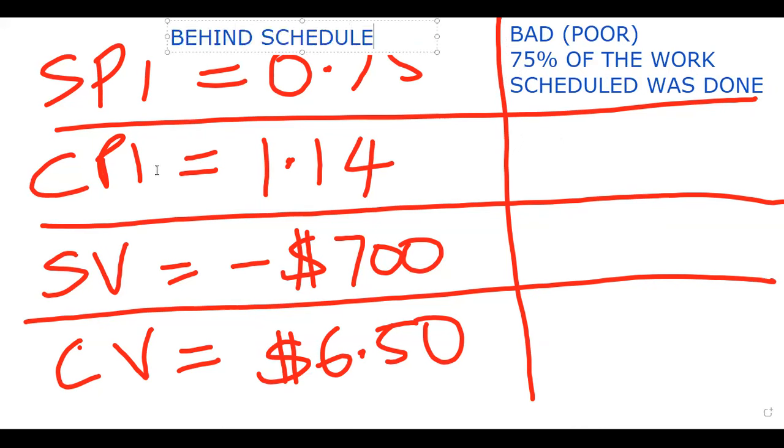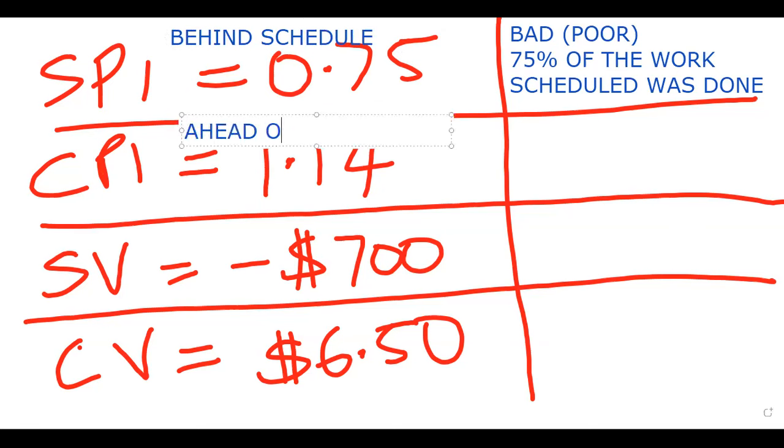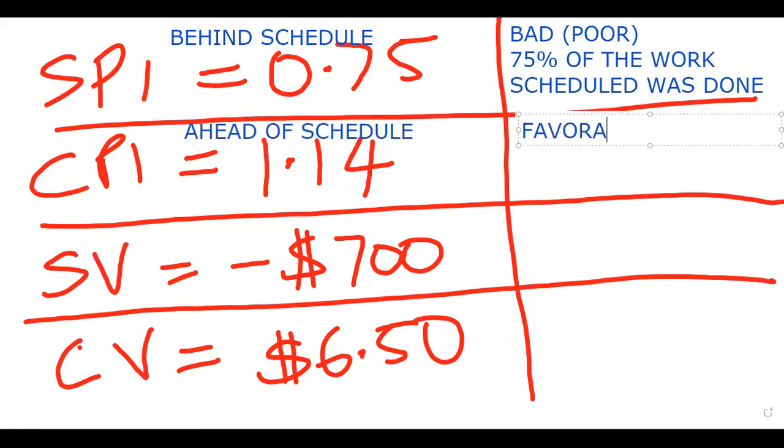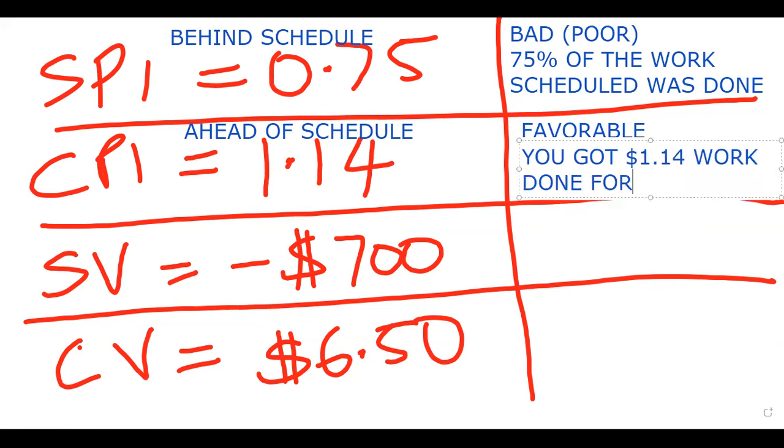What about CPI of 1.14? This means you are ahead of schedule, right? It's a favorable situation. And that means you got $1.14 work done for $1. That is not bad, is it?